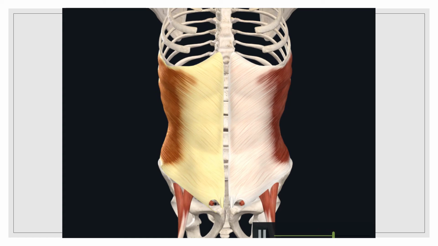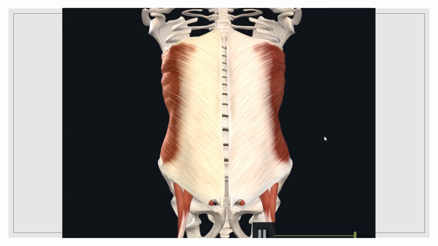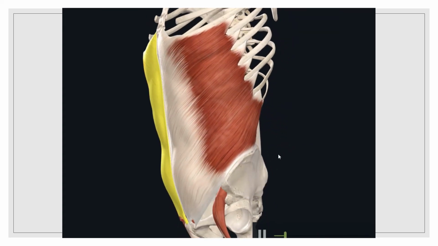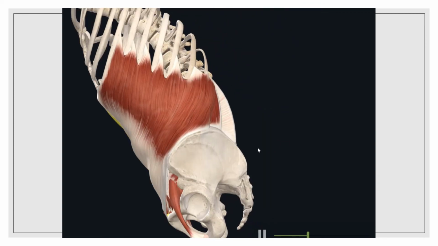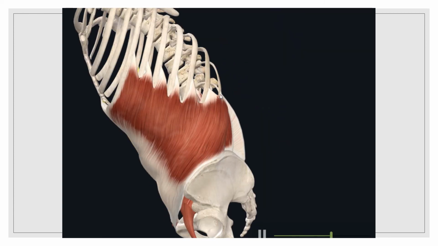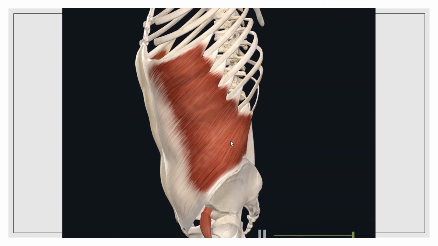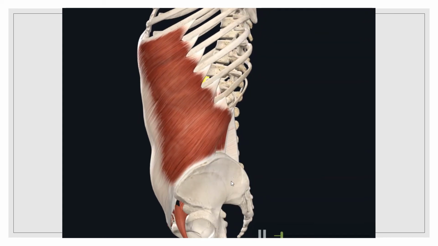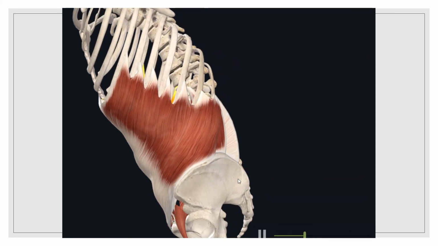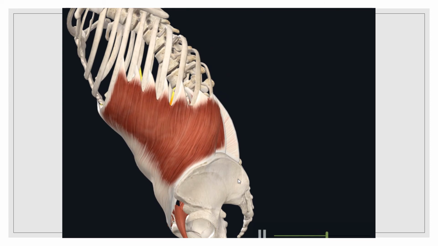So here we have the external oblique, and we are showing trunk flexion. This is like if you're standing up and doing a sit-up motion. So you're compressing the abdomen and flexing the vertebral column.